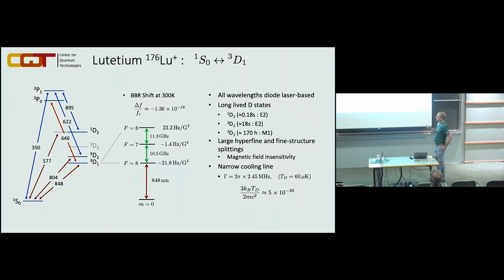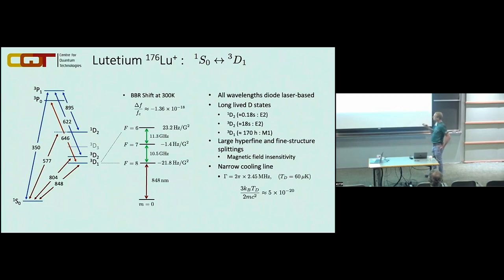Most of our work has been concerned with the 3D1 level. That has a lifetime of about a week, and it also has an exceptionally low blackbody radiation shift, so temperature is really not so much of a problem for this particular clock. It has a very large hyperfine structure, and because of that long lifetime and also the very low magnetic sensitivity of those levels, we can also do high resolution microwave spectroscopy on that level, which helps us to assess the clock and the various systematics that come with it.